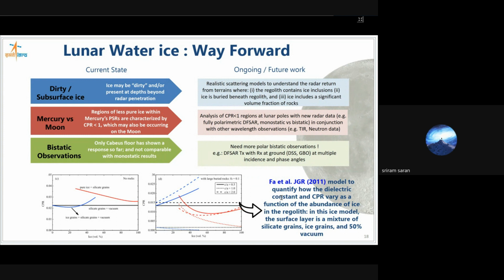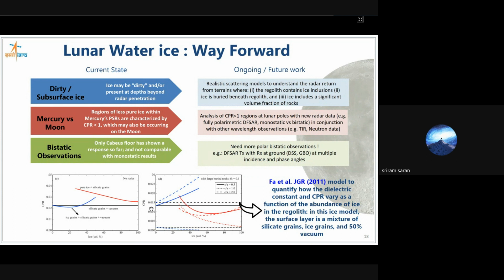And yeah, we need more bistatic observations. We just have Cabeus from Mini-RF. So we have a plan to transmit from DFSR, hit the Moon, and then record at any ground-based observatory. So we are contacting a few radar observatories to do this task. But it is a very huge experiment because we need to coordinate with several teams. But bistatic observations will give a clear-cut indication of ice versus roughness.